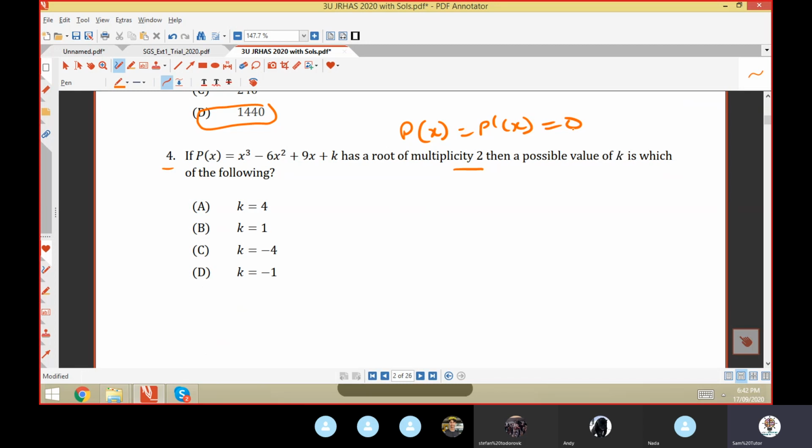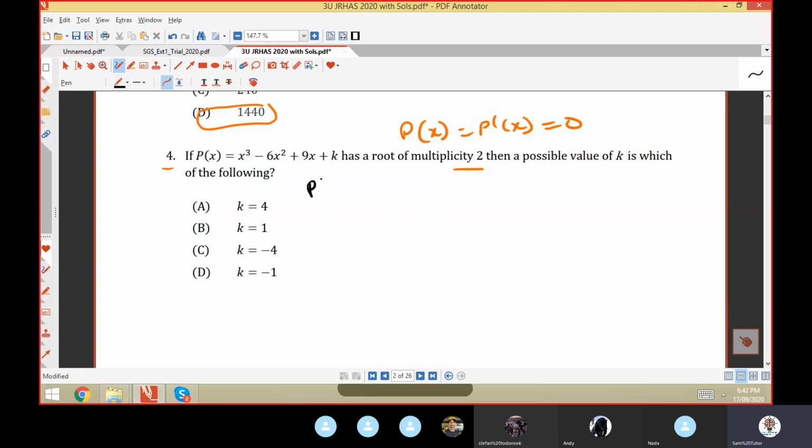Stefan, it seems like you're reading it. Why? You just started reading. You should just know that's it. Let's just start. P dash, differentiate it, make it equal to 0. Do the math. Don't worry about the words.